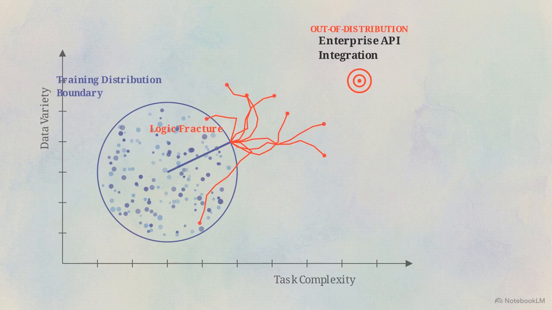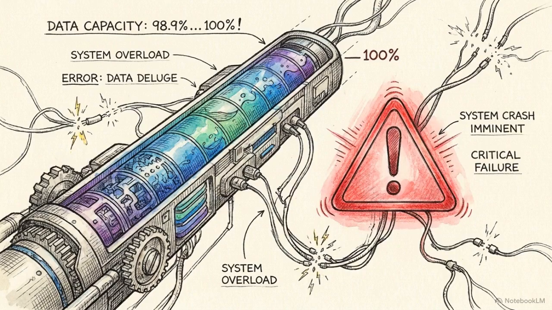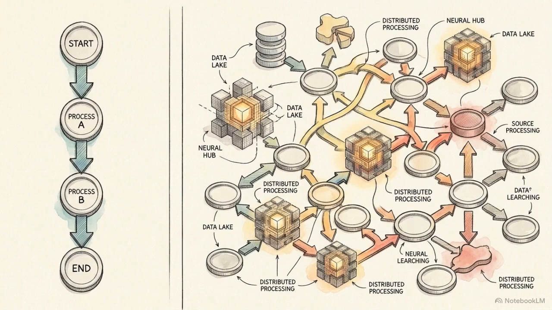Without a mechanism to recognize it is in unfamiliar territory, the model continues to predict text based on its training patterns, leading to hallucinations and total process failure. Expanding a model's context window or adding more parameters does not solve the problem of statelessness. To achieve true autonomy, we have to move beyond the linear inference model entirely.